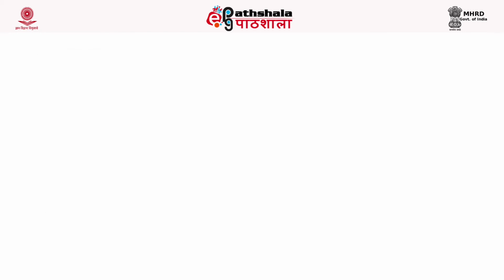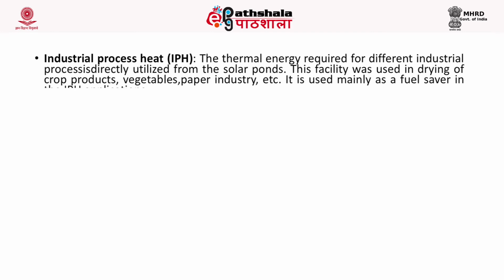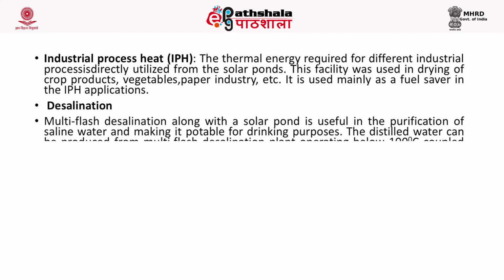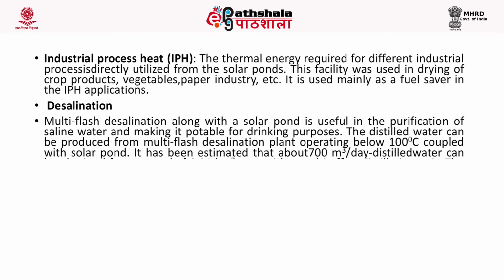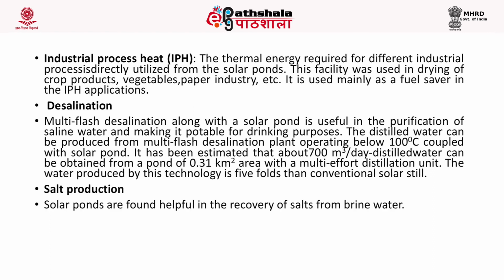Another application is industrial process heat, that is IPH. Here the thermal energy required for different industrial processes is directly utilized from the solar ponds. This was used in drying of crop products, vegetables, and the paper industry, and it is used mainly as a fuel saver in these industries.